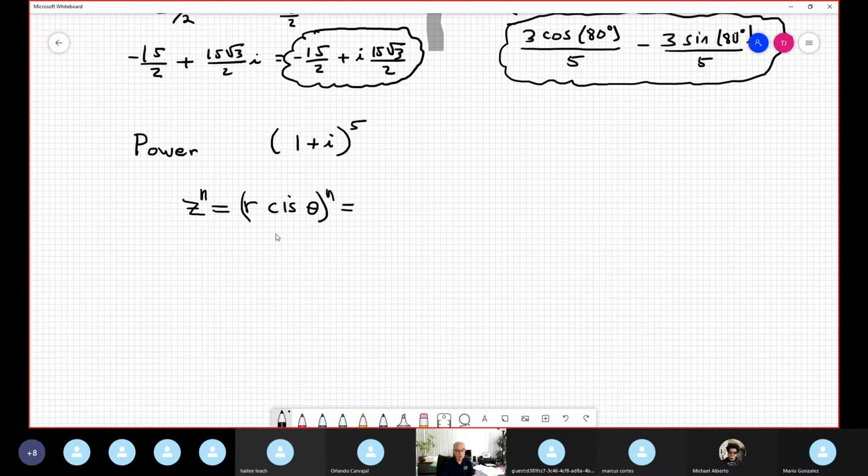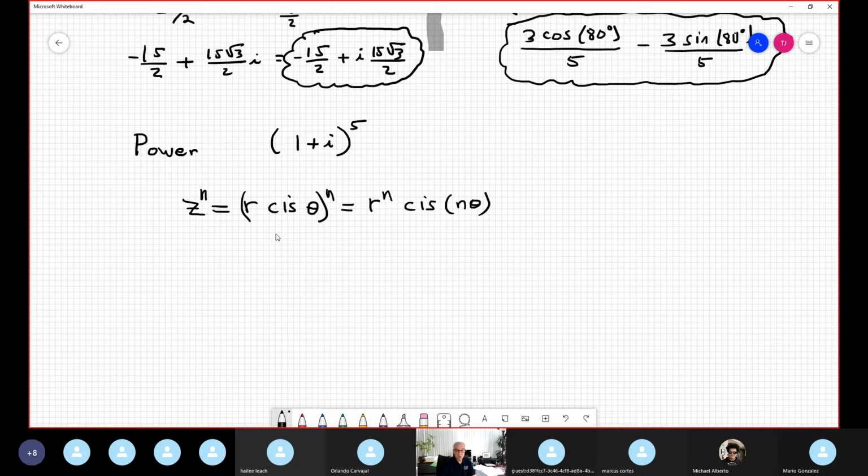The formula says that when you raise it to the n power, you get R to the n times cosine plus I sine, and you multiply the angle by n theta. Wow, this is the operation you should do. Okay, let's do it. Let's come back to this example.